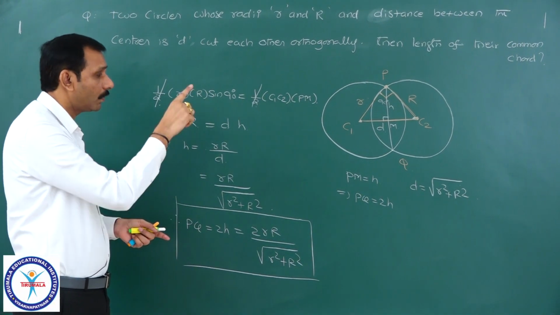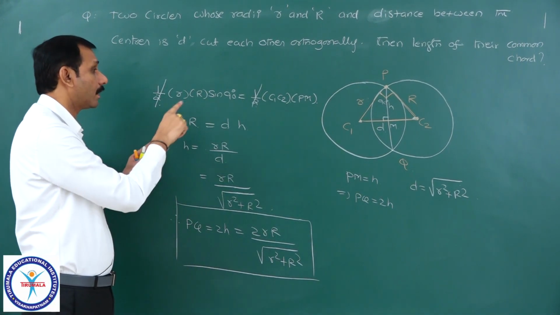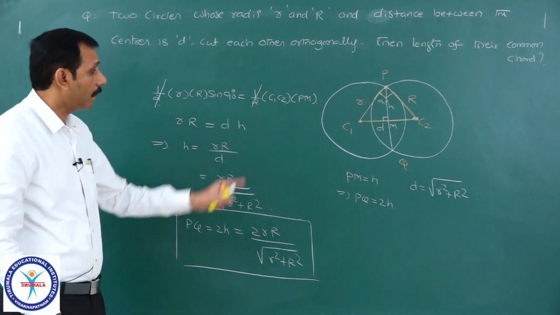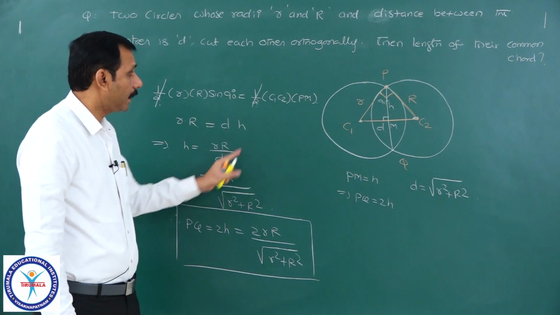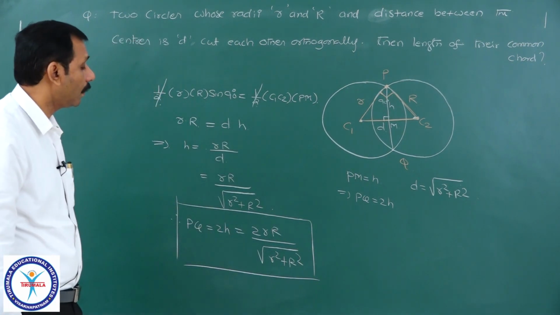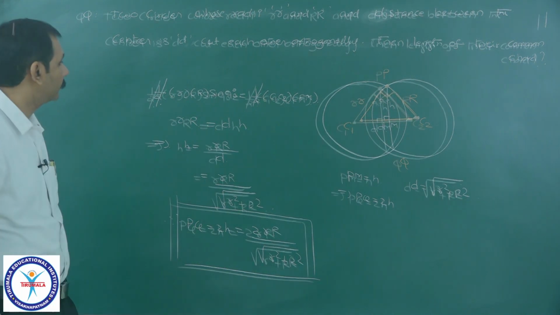Here what is the unknown? Unknown is that height only, that h, because remaining all three I know I can express. Therefore, this is the h value, and after finding h, PQ equal to 2 times of h, that is equal to 2 small r capital R by root of r square plus capital R square.